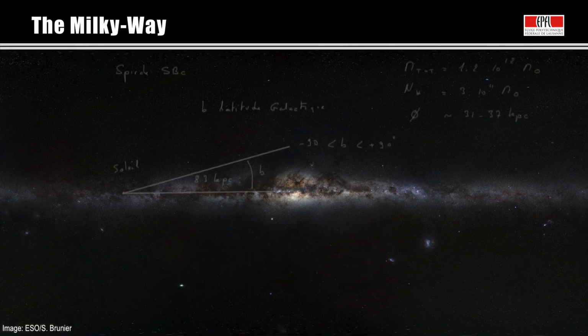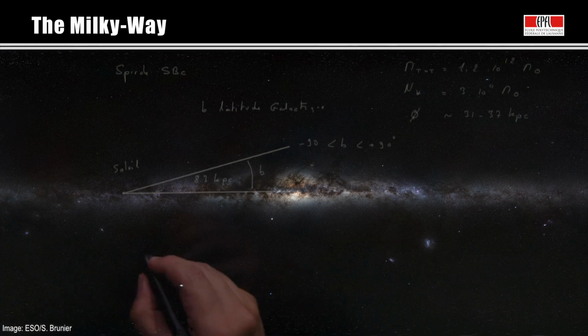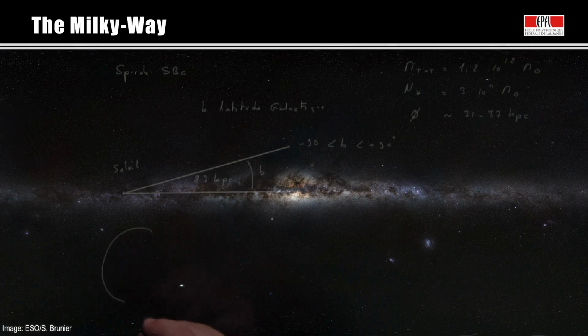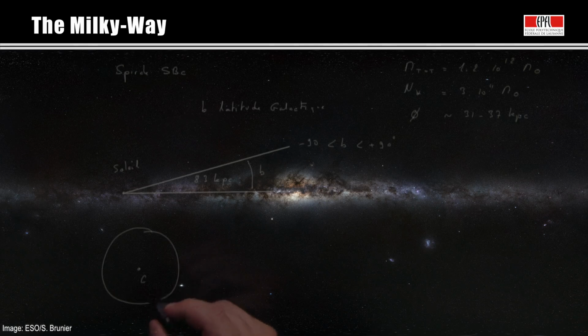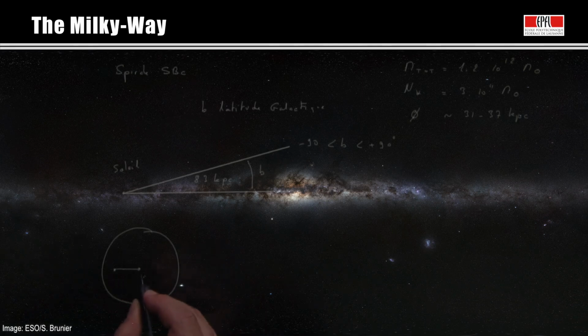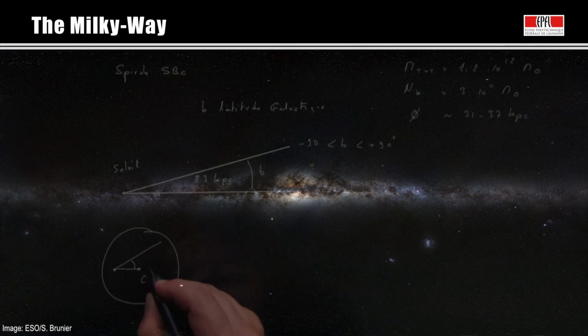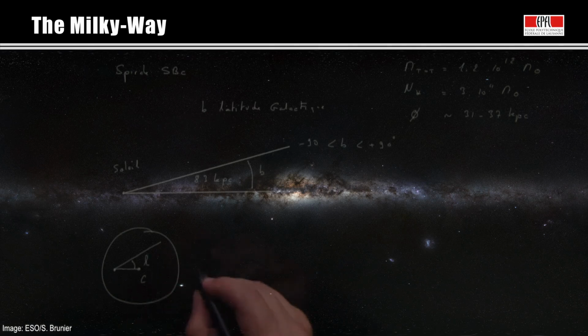The galactic longitude can be measured if we have a face-on view of the Milky Way, with the center here and the Sun at 8.3 kpc. The angle between the direction Sun, galactic center, and the direction of observation is the galactic longitude.